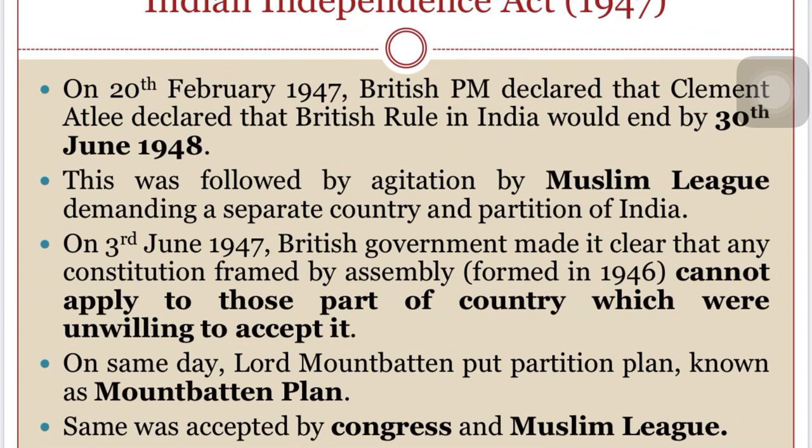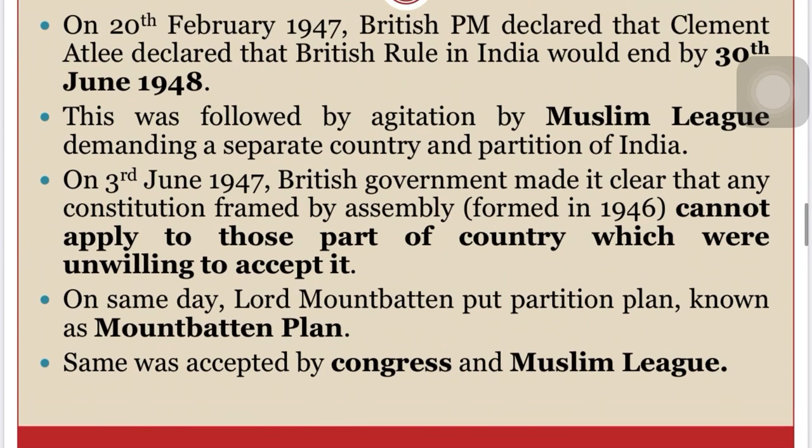On 3rd June 1947, the British government made it clear that any constitution framed by the assembly in 1947 cannot apply to those parts of the country which were unwilling to accept it. They are not forced to accept it. Then Lord Mountbatten put forward the partition plan, known as the Mountbatten Plan. So remember what the Mountbatten Plan is. The same was accepted by the Congress and the Muslim League.